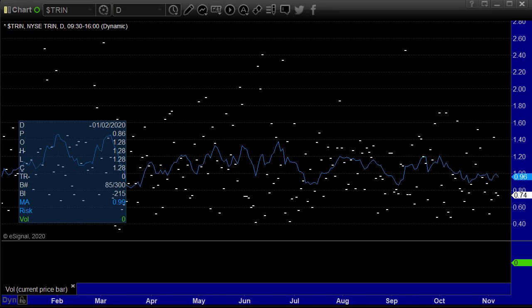TRIN closes at 0.74. That puts the 10-day moving average at 0.96. That's not a signal either way. Let me count the dots backwards. 1, 2, 3, 4, 5, 6, 7, 8, 9. We're about to take out.